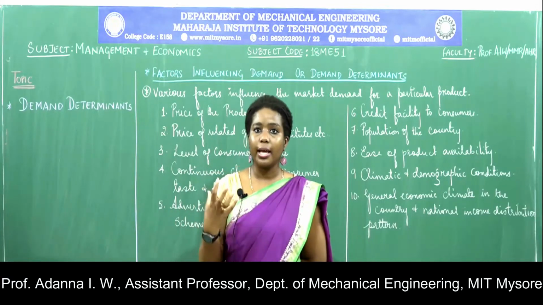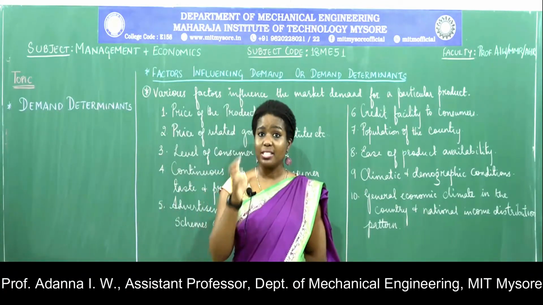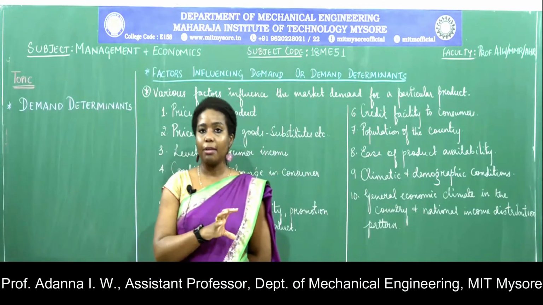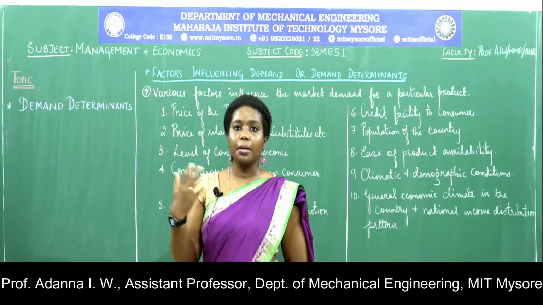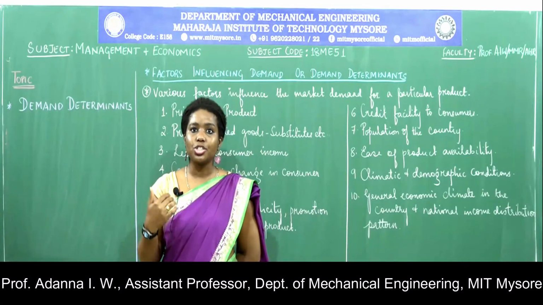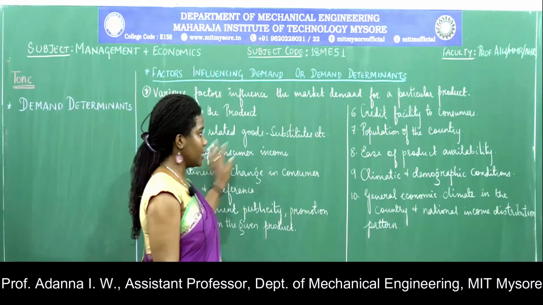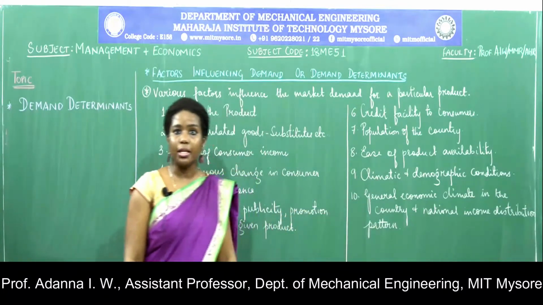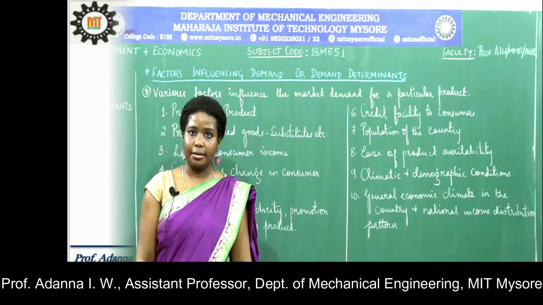Now, depending on the economy of that country, we will be able to determine the demand for certain types of products. So, apart from condiments and apart from the basic needs, we are talking about other products, depending on the climatic conditions and the economy of the country. So, these are the 10 determinants or the 10 factors that determine what will be the demand of a particular product in any country.